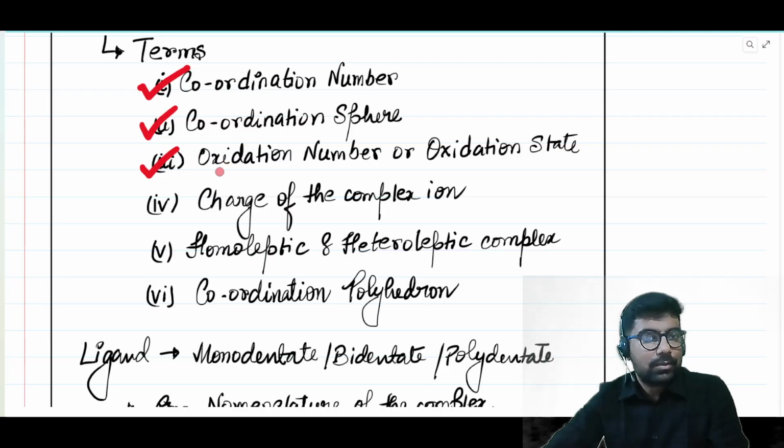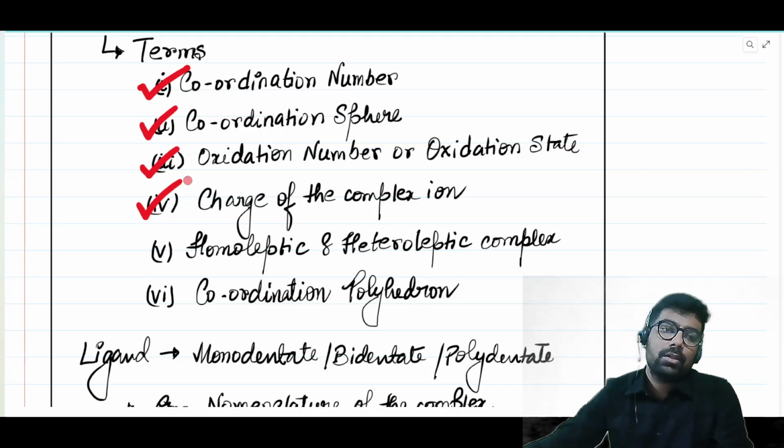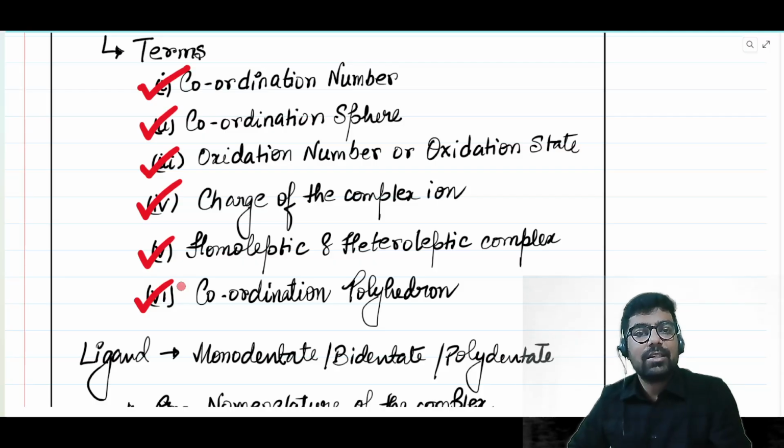Then we have seen the charge of the complex. The charge of the complex can be neutral overall. The coordination sphere can be the cationic part, or it can be the anionic part also. Then we have seen homoleptic and heteroleptic complexes. If all the ligands are the same, it is homoleptic. If two or more types of ligands are there, it is a heteroleptic complex. Then we have polyhedron, depending on the shape and spatial arrangement, how the molecule looks in space. It can be tetrahedral, octahedral, or square planar.